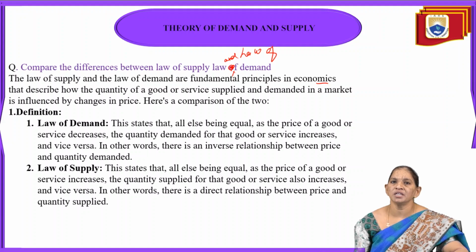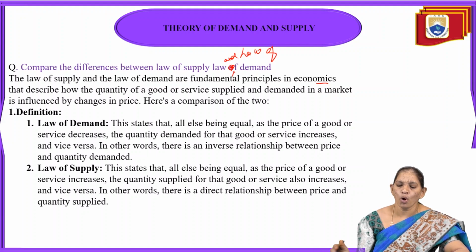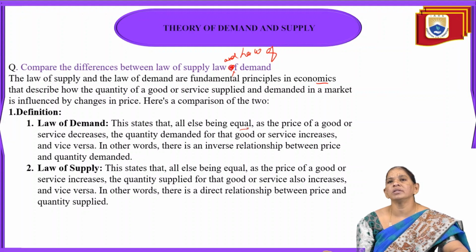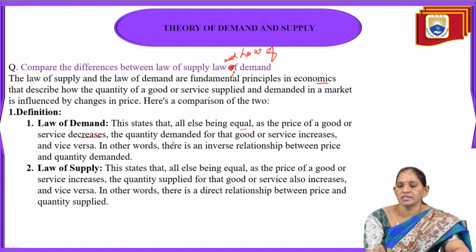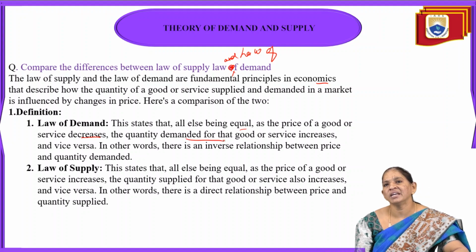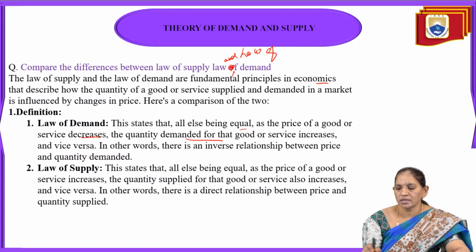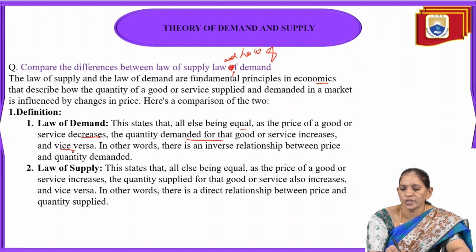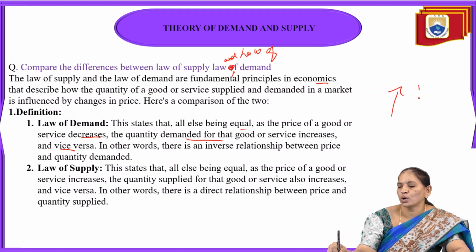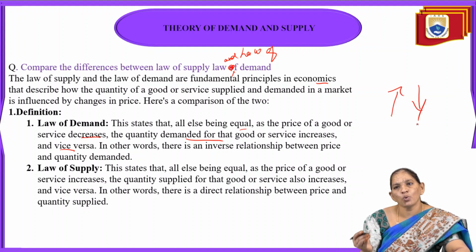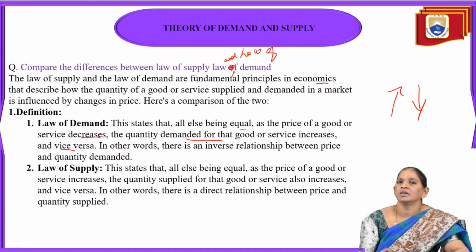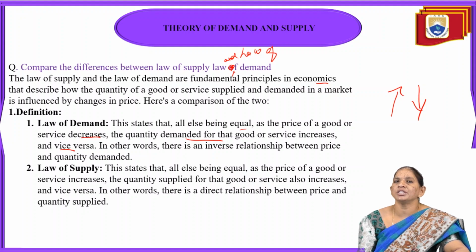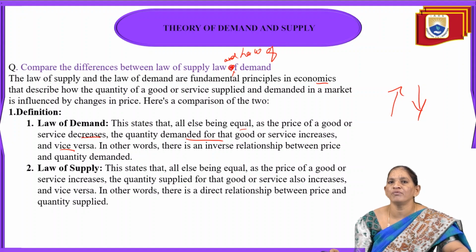When it comes to the definitions of these two, the law of demand states that when all things are equal, the price of goods and services decreases when the quantity demanded increases. It is an inverse relationship, and vice versa. When the price increases, the quantity decreases. When the quantity decreases, the price will increase. This means a negative relationship between quantity demanded and price in the law of demand.